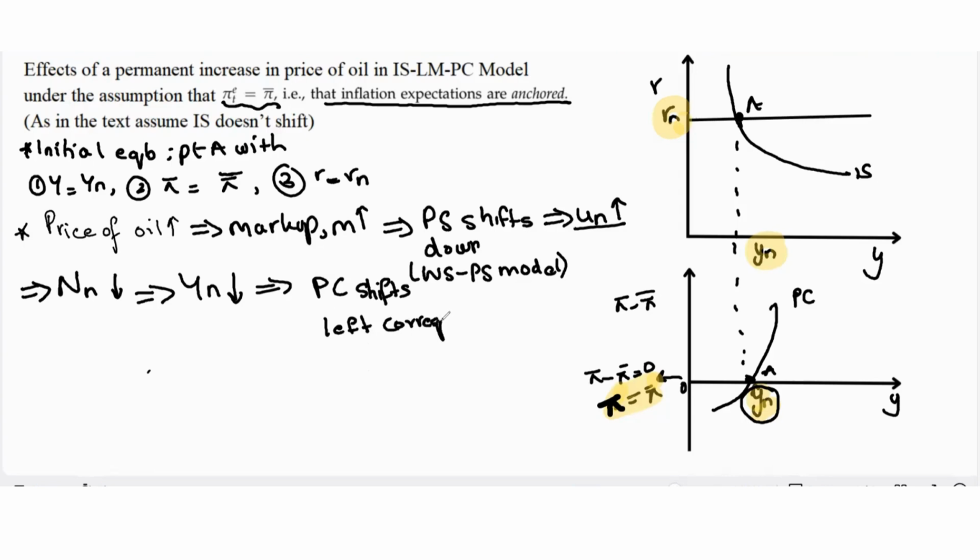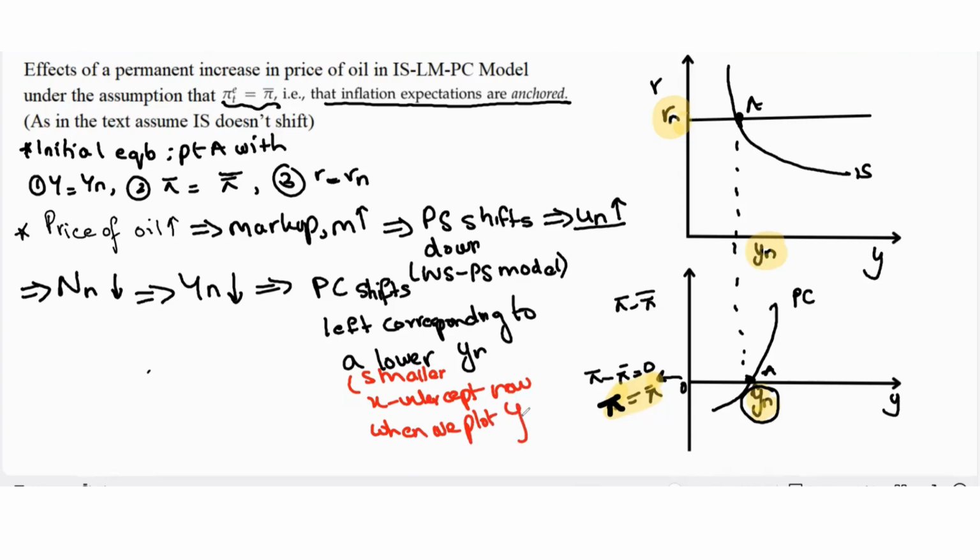So PS shifts left, corresponding to a lower Yn, right? Because we know whenever we plot the Phillips curve, its horizontal intercept is always going to be Yn, right? So basically, what has happened is, let's say this is the new x-intercept, Yn prime.